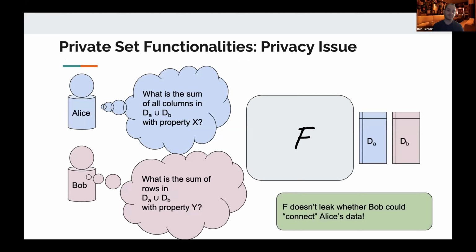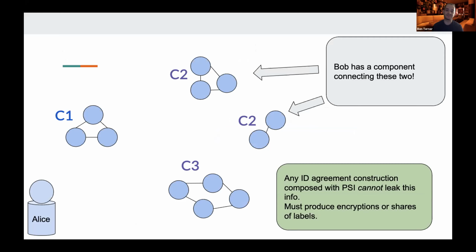And once again, just want to really hammer home on the privacy issue, right? We have to output shares or encryptions of these keys, because in the ideal setting, the ideal functionality would never leak to Alice or Bob whether one party could connect 2 rows in the other party's database. Okay, all right, and this is specifically the example that if Alice ever gets a situation like this, it means that Bob must have some component in his graph that allows you to condense 2 components in Alice's graph together. Okay, so those are the main ideas.